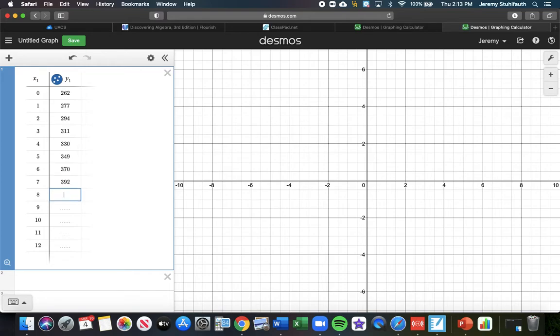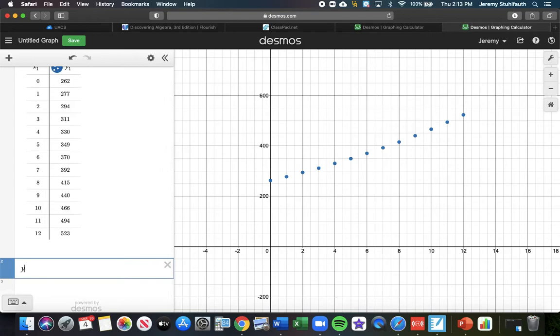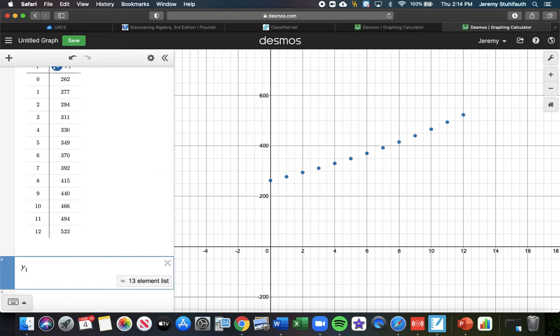392, 415, 440, 466, 494, and 523. And you'll notice you can't see our points, but if we hit this little zoom fit button, it will show us our points. And then we're going to use Desmos to find out our value for b.